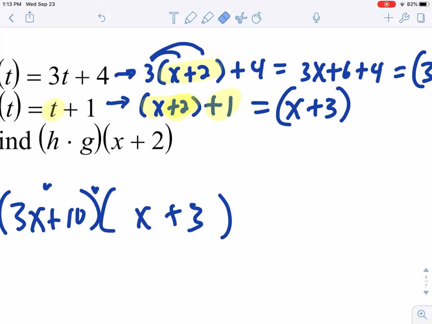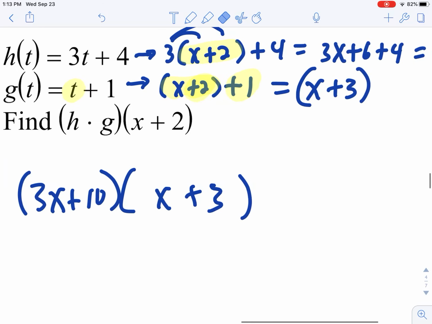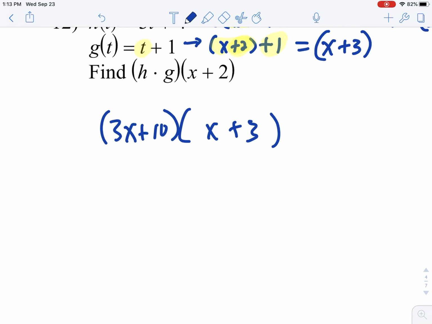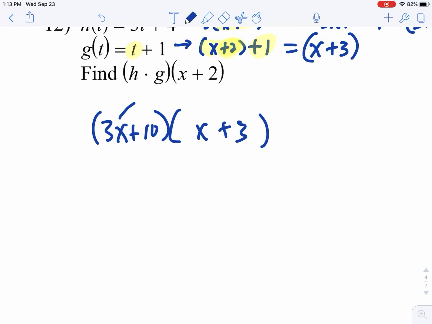Okay, so now what do we do? If you said give up and go home, well, you're probably already home. If you said give up, you're wrong. We now need to FOIL this together. Ooh, wow, get shaky a little bit.